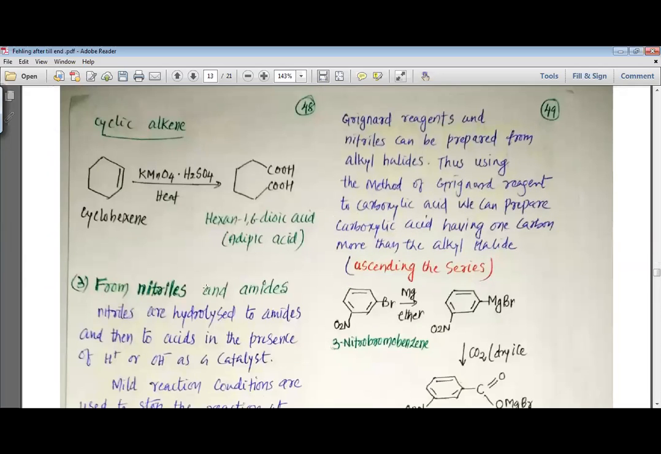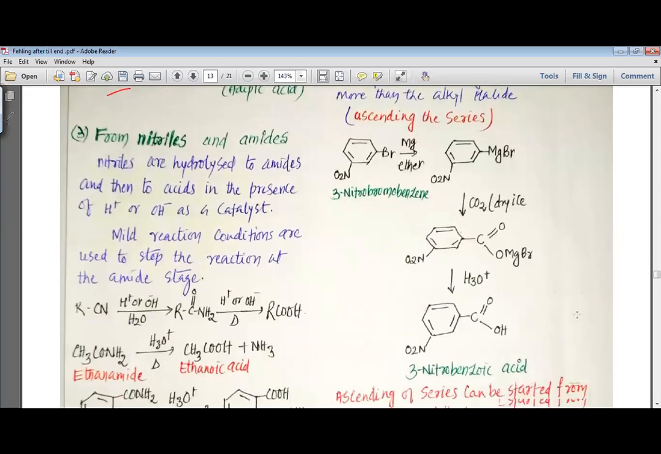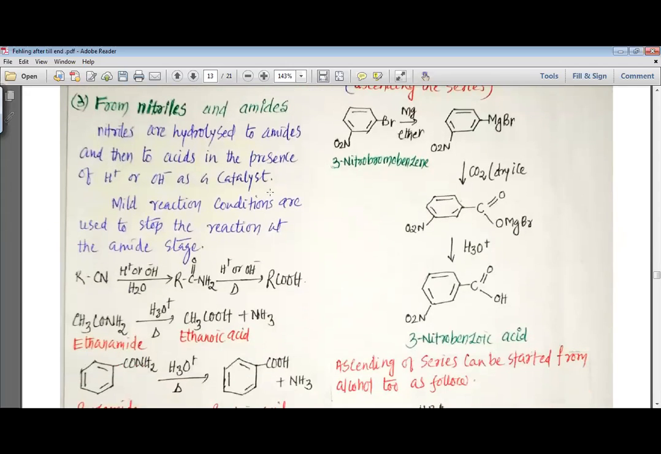If we have cyclic alkenes, then these can also be converted to open chain carboxylic acids. Cyclohexene, if it is oxidized, gives us hexane-1,6-dioic acid, which is also known as adipic acid. You can prepare the carboxylic acid from nitriles by hydrolysis.